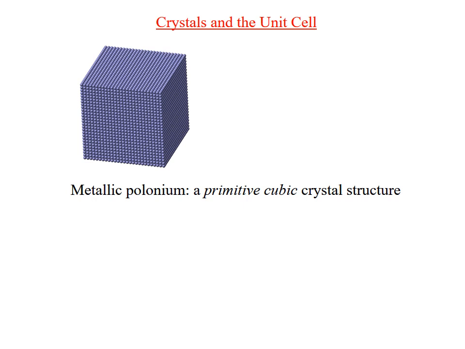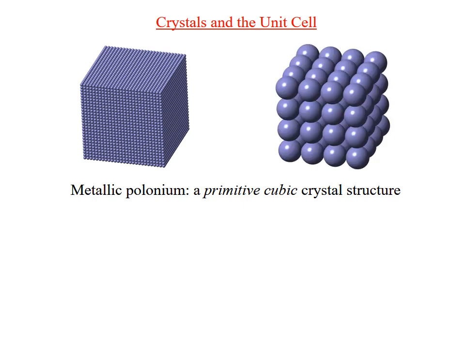The picture on the left of the screen shows a crystal of polonium. It's a pretty obscure element that you're unlikely to come across unless someone puts it in your tea, but it does have a very simple crystal structure. If we zoom in on it, we can see that structure a bit more clearly. It has what we call a primitive cubic packing of polonium atoms.